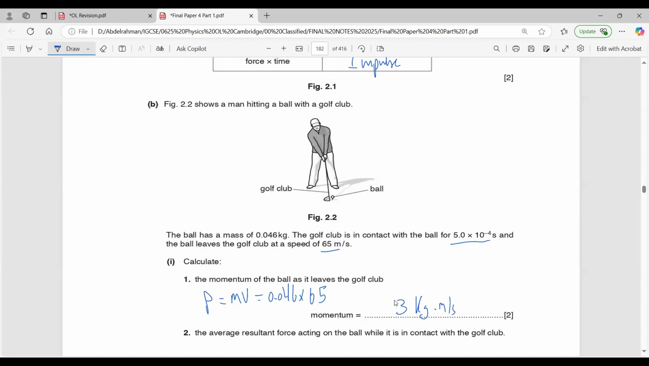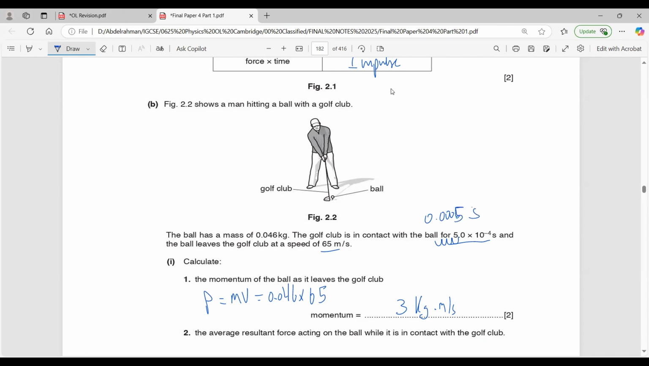Look, the time is 5 times 10 to the negative 4 seconds. What is 5 times 10 to the negative 4 seconds? We move the decimal point 1, 2, 3, 4 places, so it is 0.0005 seconds.